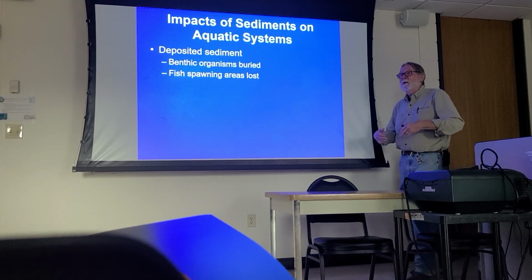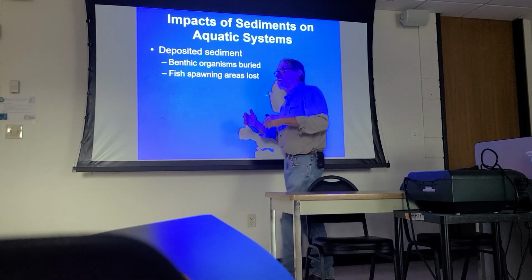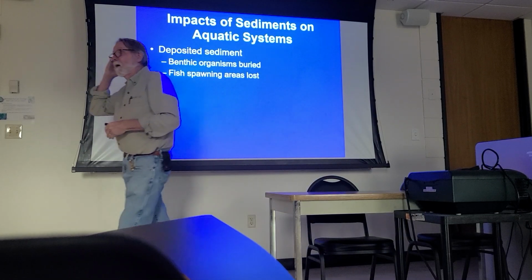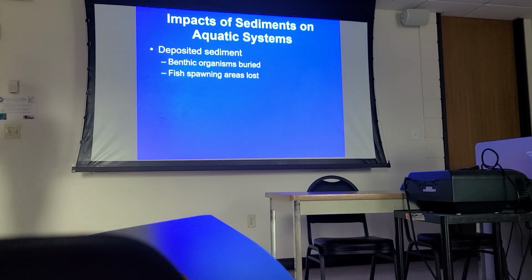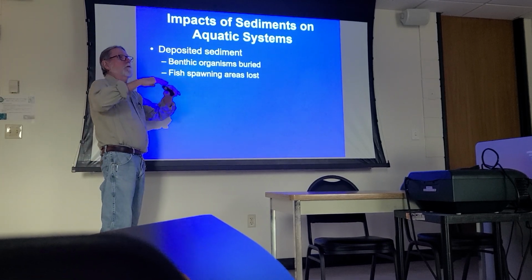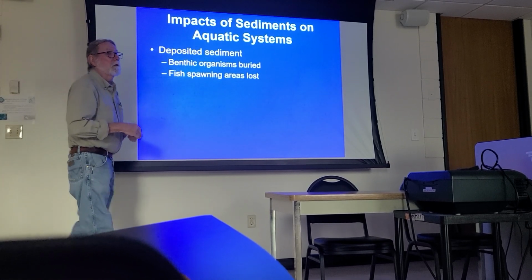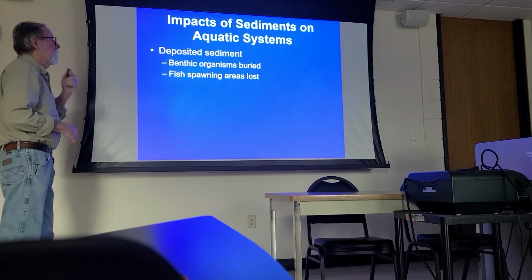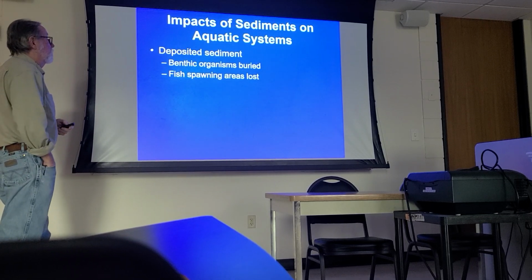Okay. A lot of fish need somewhat large particle size, sometimes gravel, sometimes sand, but sometimes gravel, cobble, or pebble, for their spawning areas. If you have this constant siltation rain filling these in, then basically spawning areas are lost because it's too fine a sediment.